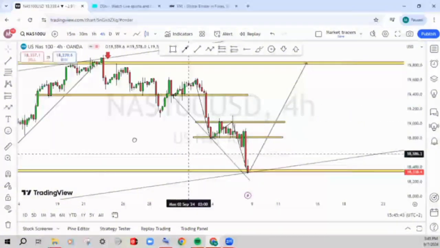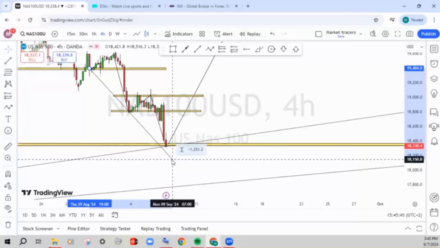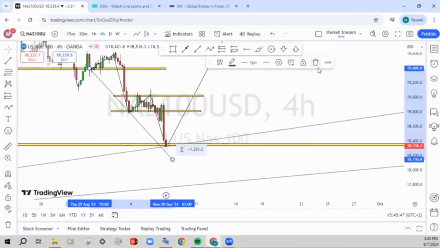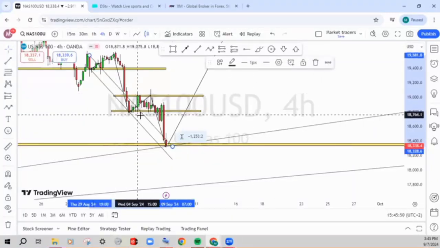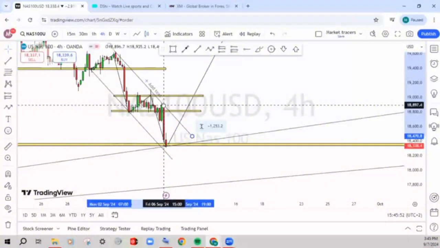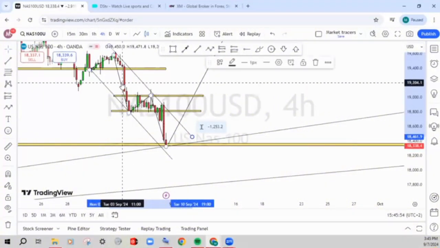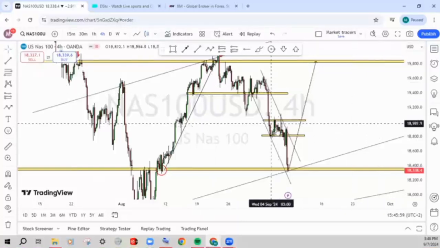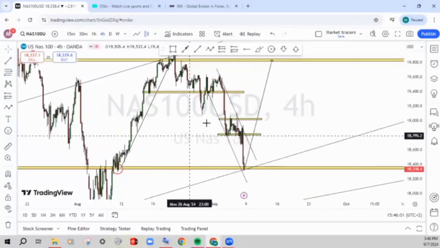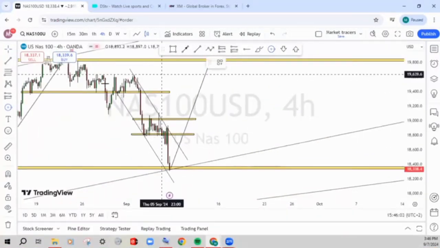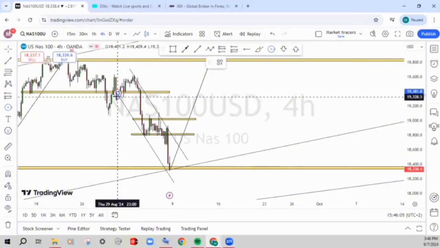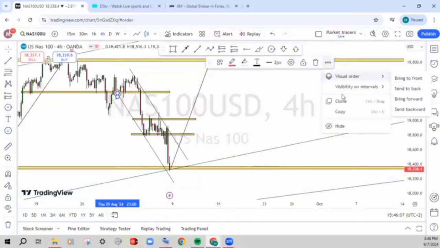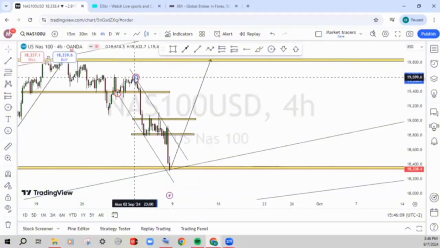Before I switch to that time frame, I want to start by marking the levels which the market made a huge rejection on. It's very important, guys. When the market makes an aggressive rejection, guys, mark that level. That level is very important, guys.